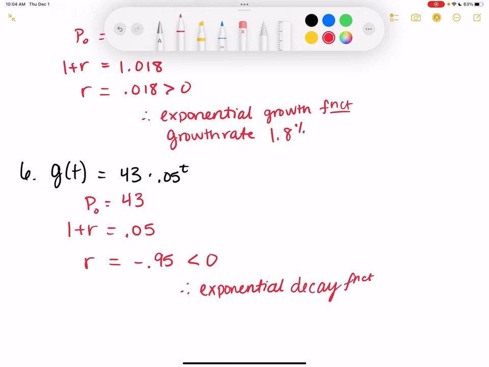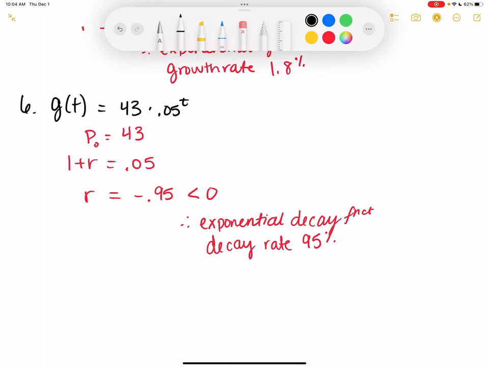Now, this is a little bit different. It's a decay rate of 95%. Okay, so if it's decay, we don't put the negative sign on it. We just say it's decay instead of growth rate. So it's a decay rate of 95%. This is easy. Well, we are also only on the second problem, so.